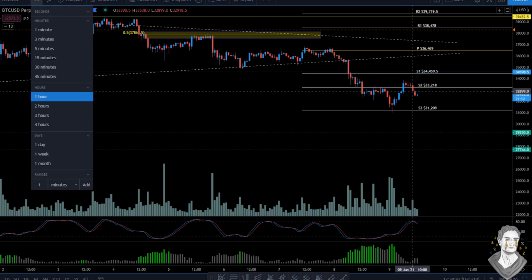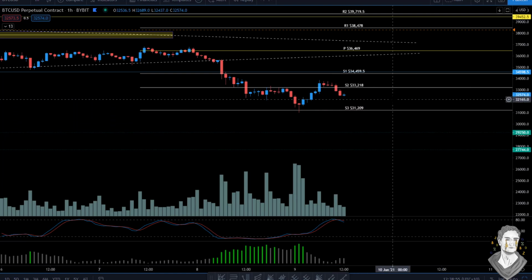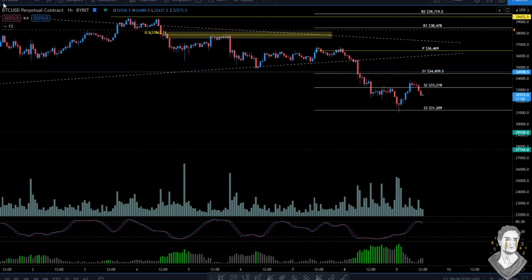However, we've already lost the S2, so acceptance back below, that's your scalp short positions, right? We've closed back below on the 1 hour candle here and already gotten continuation of about 2%. So for scalp positions, this range has been very, very profitable indeed.